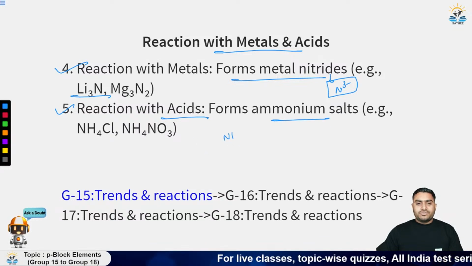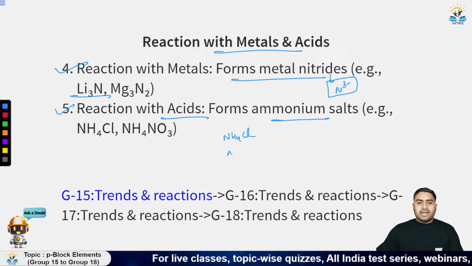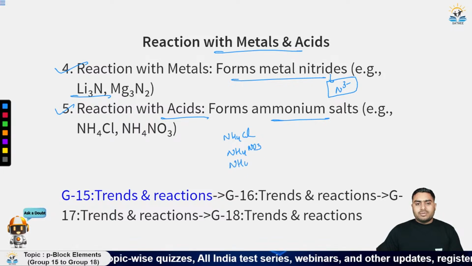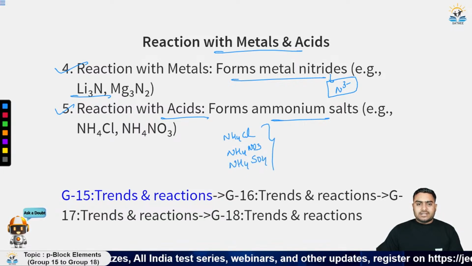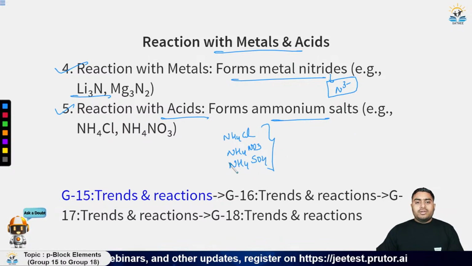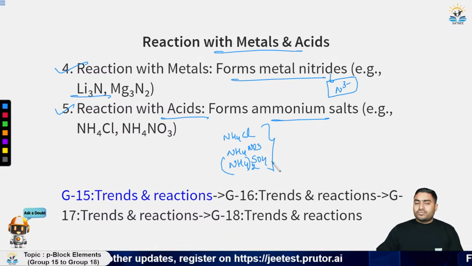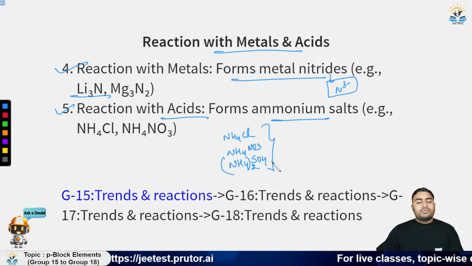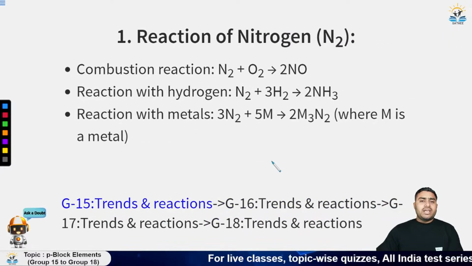Like NH4Cl, ammonium chloride; NH4NO3, ammonium nitrate; (NH4)2SO4, ammonium sulfate, etc. So NH4SO4, is it correct? No. You have to write NH4 in brackets twice, SO4. Balancing charges is a must. So (NH4)2SO4. Let's move to the next point.